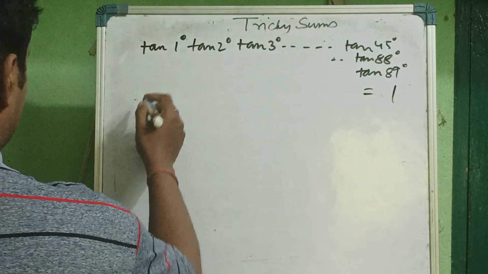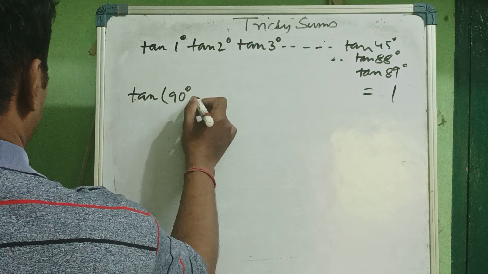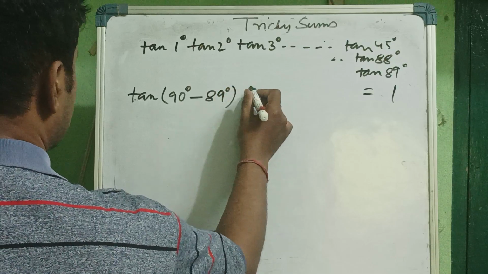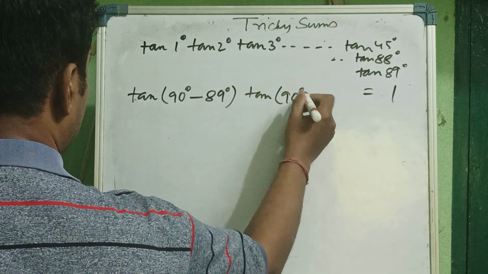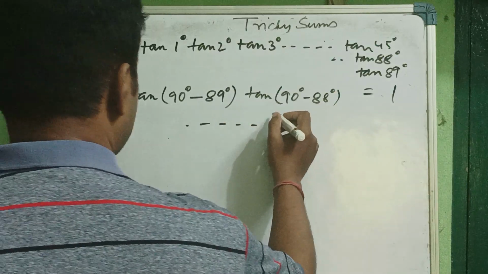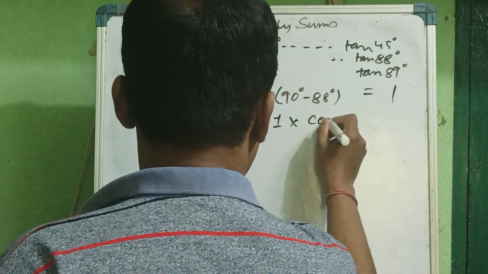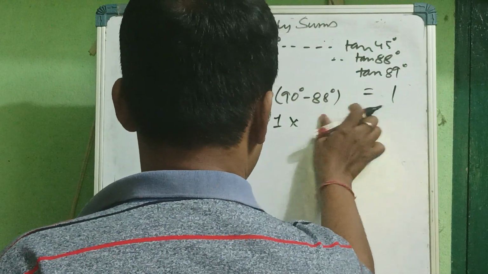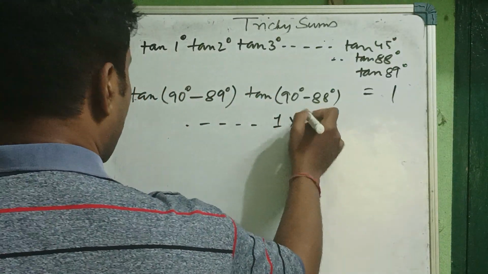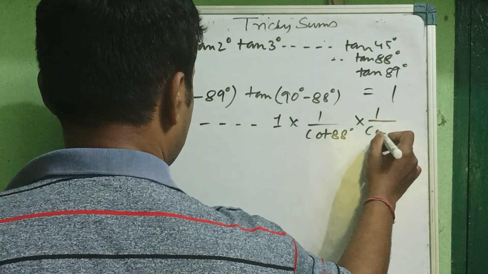So first of all, tan 1 degree means tan of 90 degree minus 89 degree, tan of 90 degree minus 88 degree, and so on. Tan 45 degree is 1. If you change this to cot, then tan 88 degree is 1 by cot 88 degree, tan 89 degree is 1 by cot 89 degree.